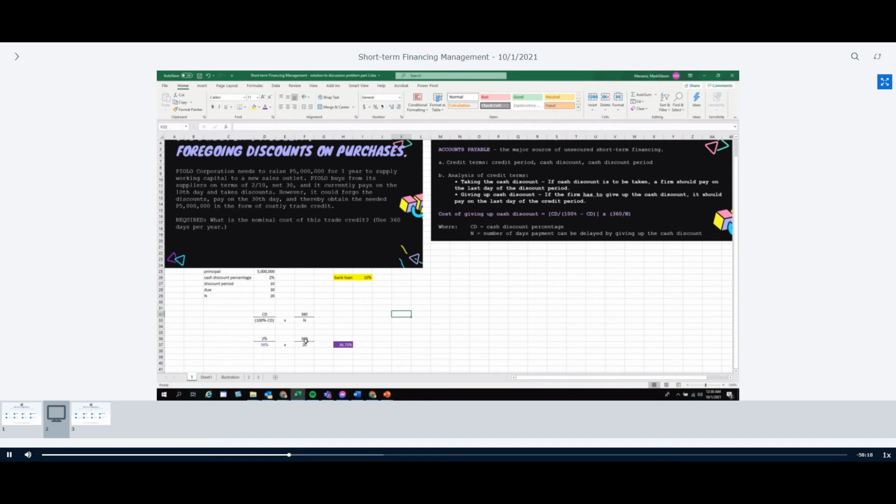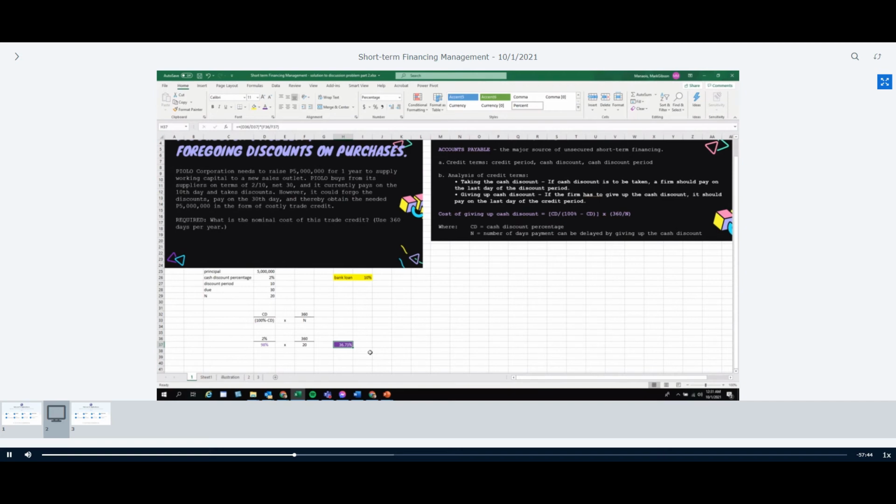So we can now get 36.73%. This is the nominal cost of this trade credit. So meaning class, this is how much we can lose for not availing the cash discount. No? So imagine if we do not pay on the 10th day and forego the discount on purchases, effectively, we are losing 36.73%. No? So, yan tandaan na.